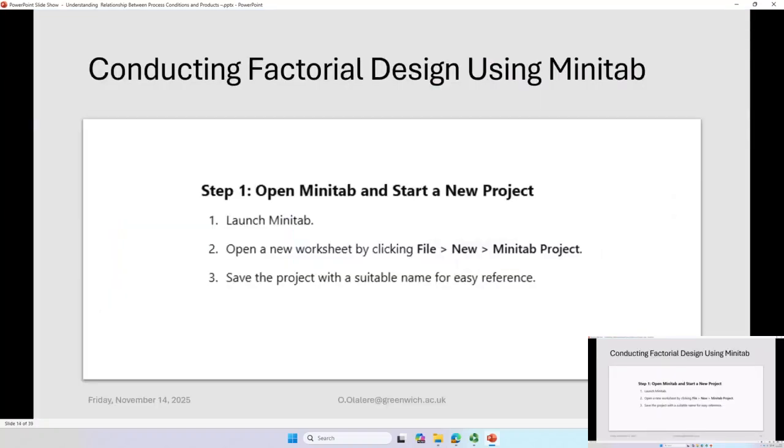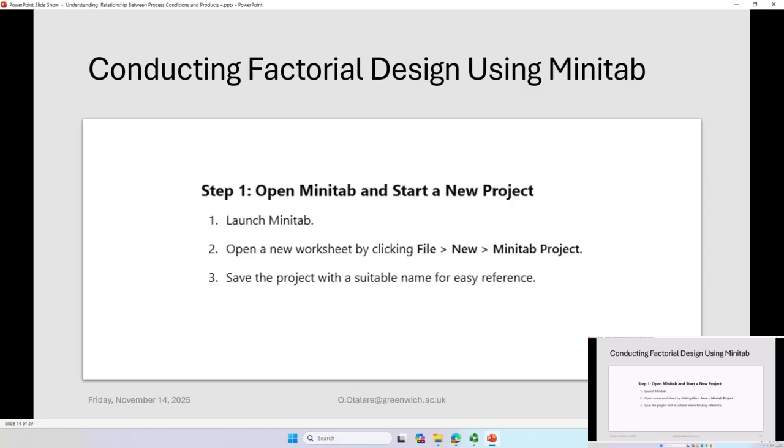So, conducting factorial design. This is where the real thing happens. Let me just teach you the theory now and the practical later. I've divided it, and this one is using Minitab, so even without coming to class, you can try your hand on it. Launch Minitab. I've made everything simple for you. Open a new worksheet by clicking New here.